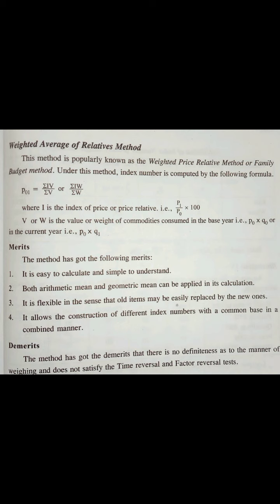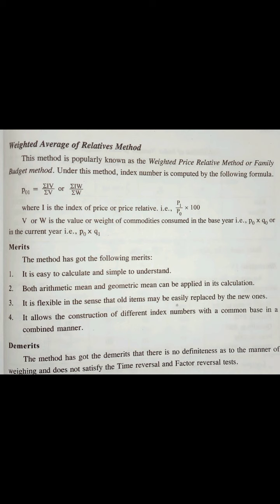So let us see the merits now. The method has the following merits. The first merit is that it is easy to calculate and simple to understand. Second, both the arithmetic mean and geometric mean can be applied. Third, it is flexible in the sense that old items may be easily replaced by new ones. The fourth is that it allows the construction of different index numbers with a common base in a combined manner. So we are taking the common base and combining it. These are the merits of the average of relative method for weighted index.